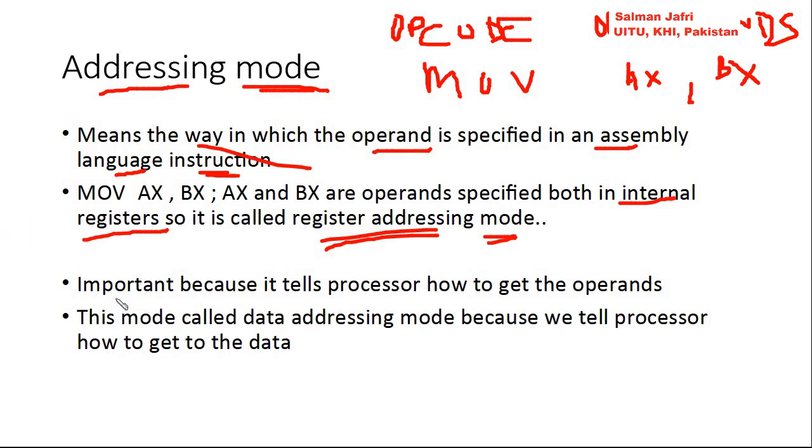So why is addressing mode important? Because it tells the processor how to get the operands. When the processor is trying to execute the instruction, it knows that both operands are in internal registers: the source operand is in BX and the destination operand is in AX. So we tell the processor how to get the operand by specifying an addressing mode. This is called the data addressing mode, because we tell the processor how to get to the data. There are different addressing modes, such as program memory addressing modes, stack addressing modes, and so on.